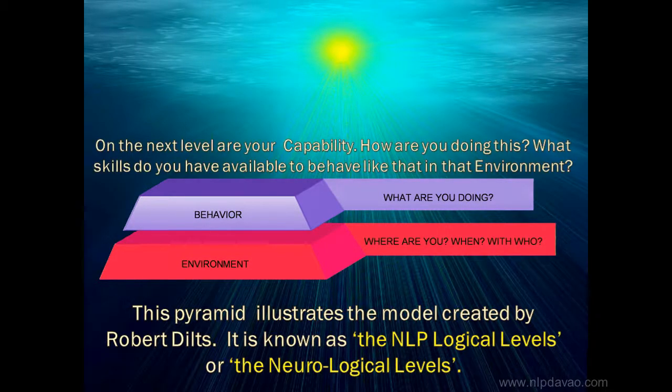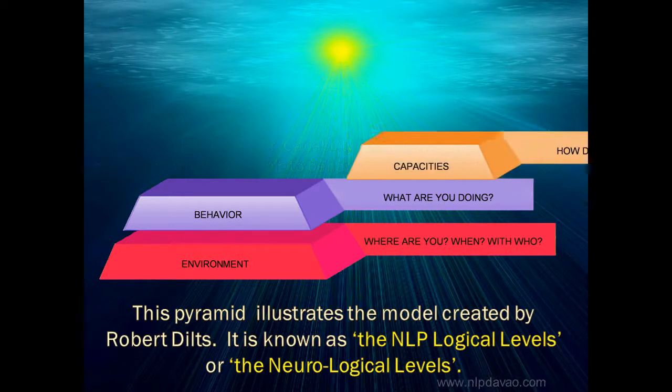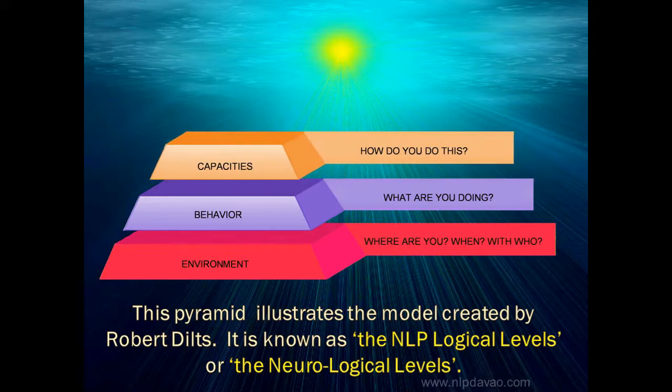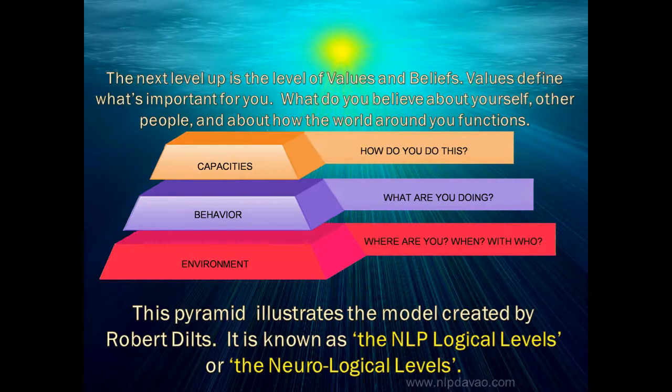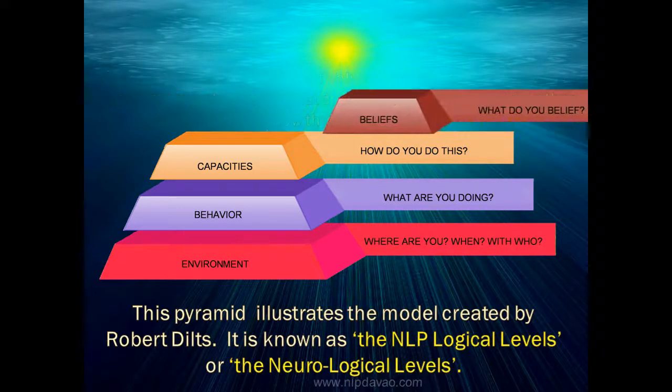On the next level are your capabilities. How are you doing this? What skills do you have available to behave like that in that environment? The next level up is the level of values and beliefs. Values define what's important for you. What do you believe about yourself, other people, and about how the world around you functions?